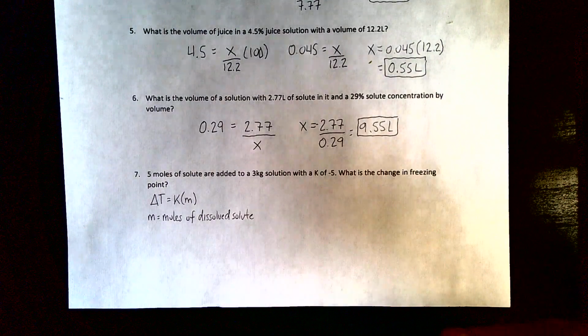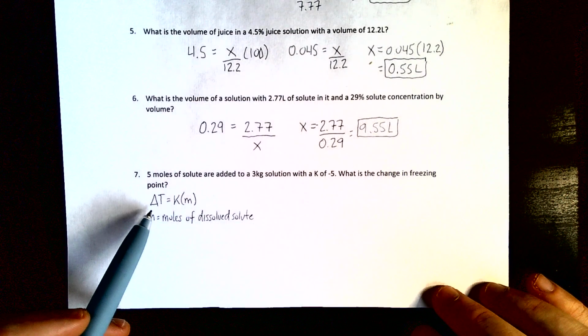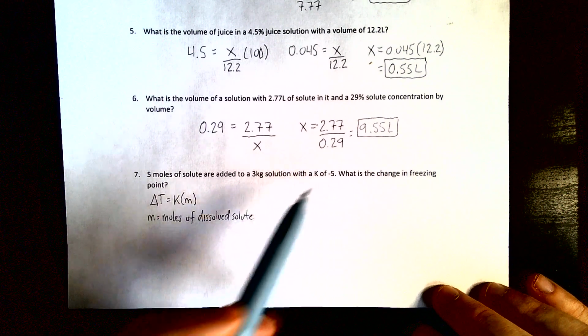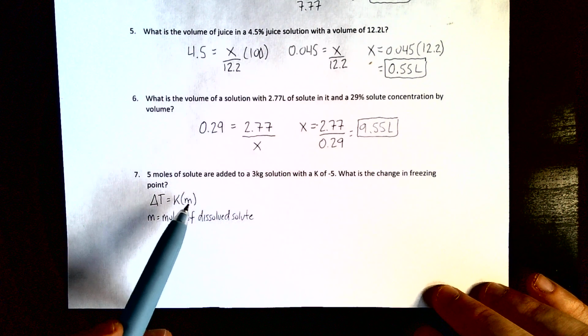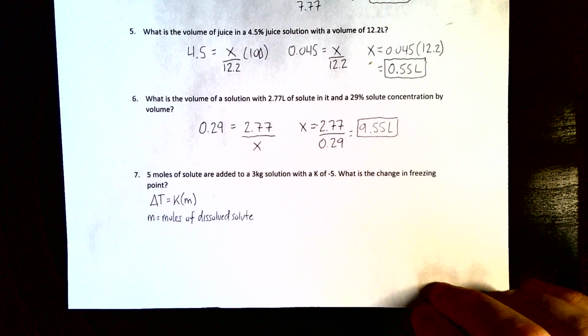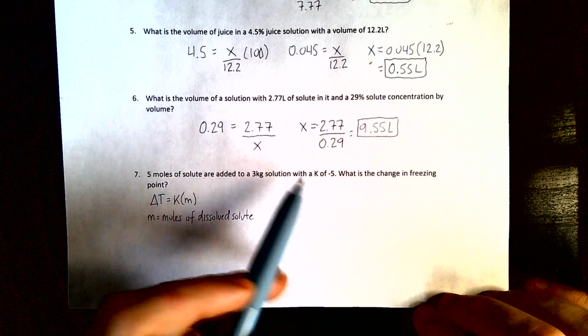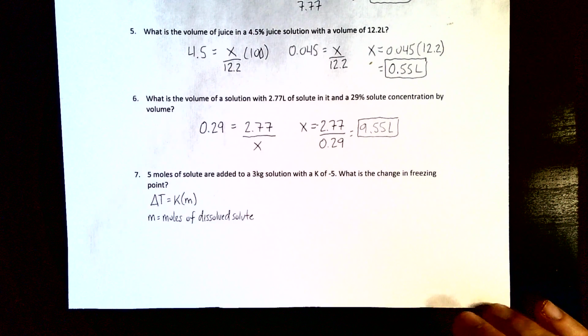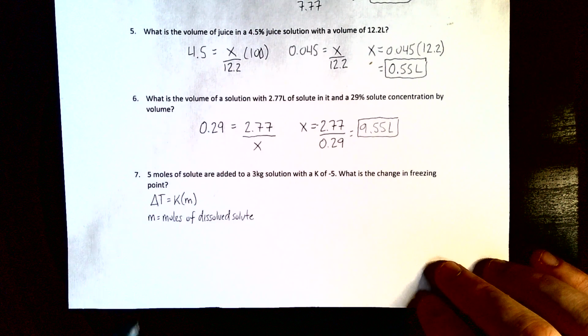Since freezing points go down, our delta T should be negative, and so we can have K be negative, since we can't have a negative concentration. Since boiling points go up, K should be positive, so that the change in temperature is positive. Let's see how our problem plays out.